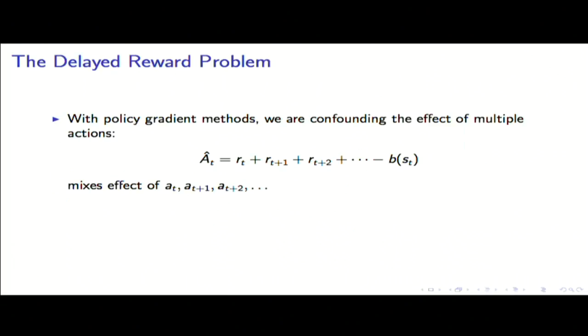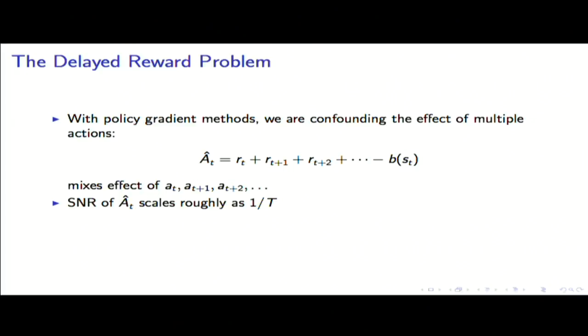Okay, so now let's just look a little bit at what the problem is, and this is sort of related to our random walk discussion before. What we're doing is we're confounding the effect of multiple actions, as we said before. The advantage at time t, which is what we're using to decide if action a sub t was good or bad, actually depends on lots of future rewards, and it mixes together. This sum of rewards depends on all the future actions. So we're confounding together lots of effects.